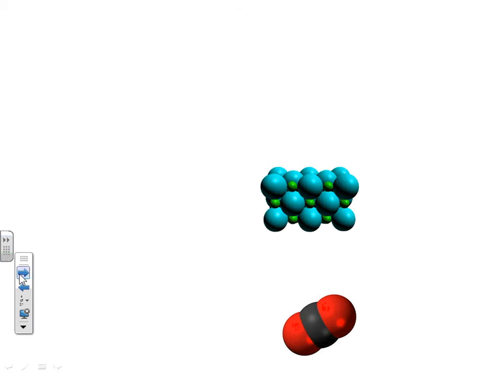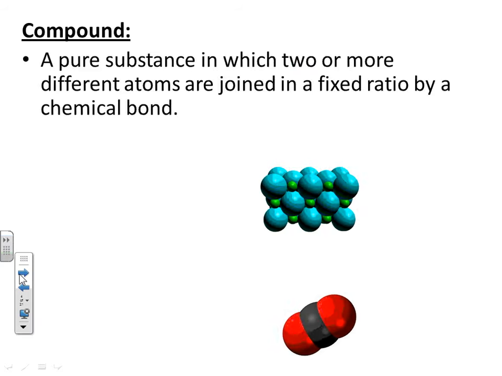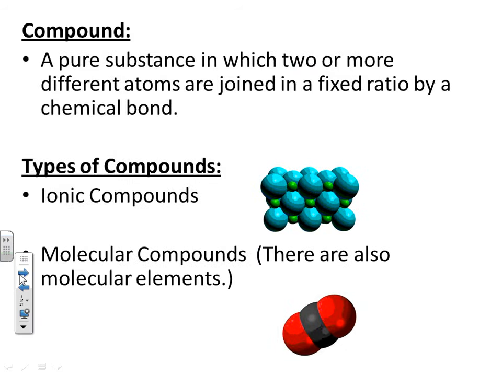Excellent. All right. So let's go back and define compound, remind ourselves about what a compound is. It's a pure substance in which two or more different atoms are joined in a fixed ratio by a chemical bond. And so now we've added the term fixed ratio, which means they only stick together in certain ways. You can't just clump them together any way. There are only certain ways they can clump together.